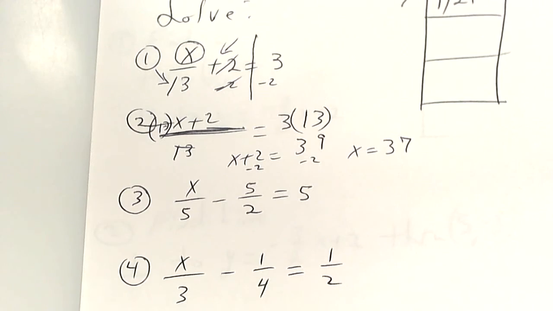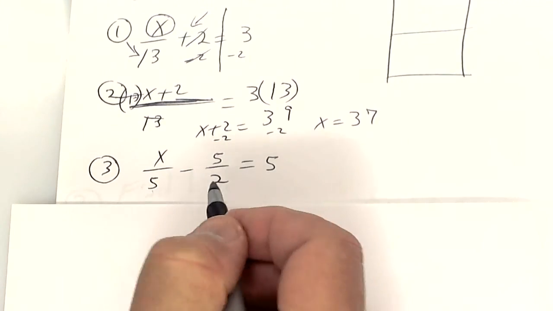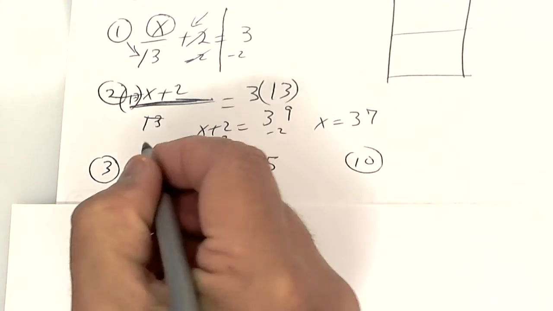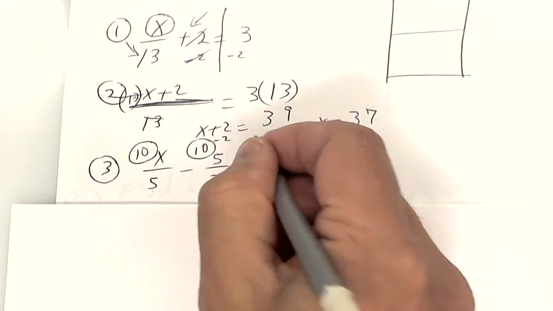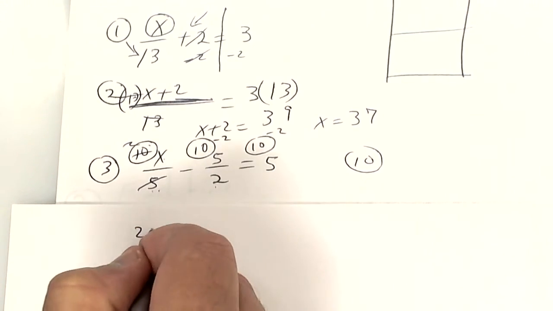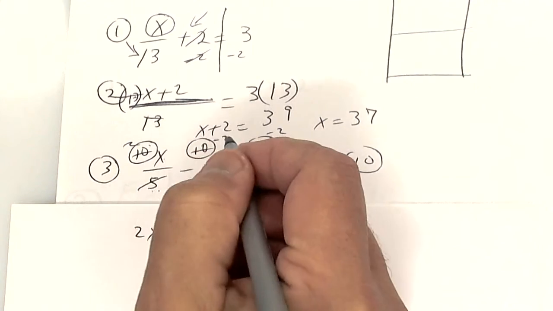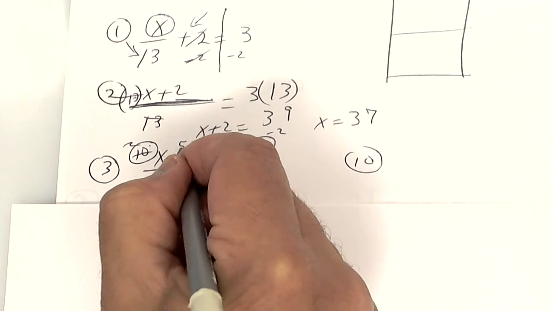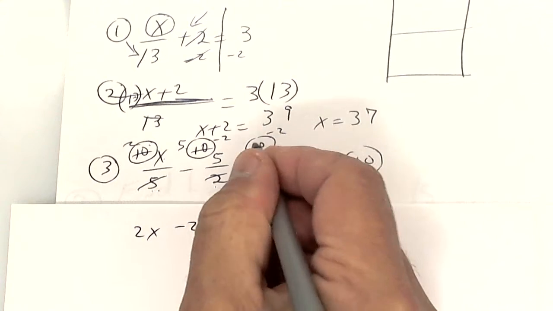The next one, you have some fractions. You would multiply these two. 5 times 2 is 10. So you're going to multiply each one of these by 10. And when you multiply, 5 goes into 10 twice. 2 times x is 2x. And then here, 2 goes into 2 once, 2 goes into 10, 5. And 5 times 5 is 25. And then finally, that's 50.